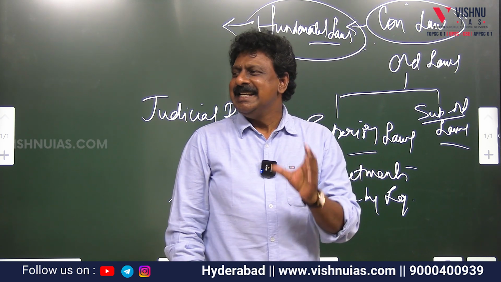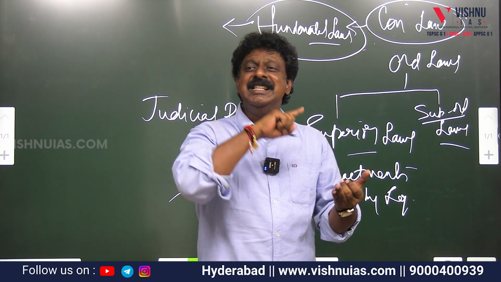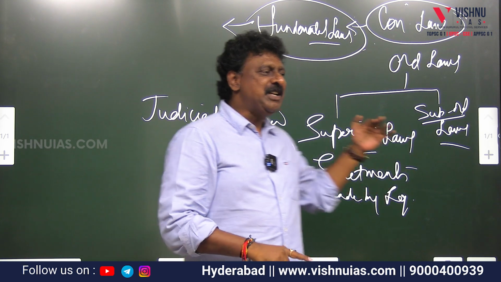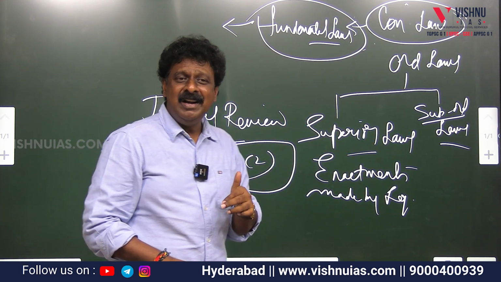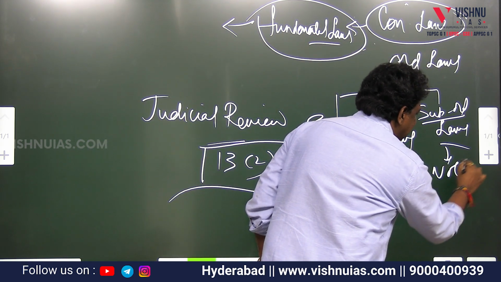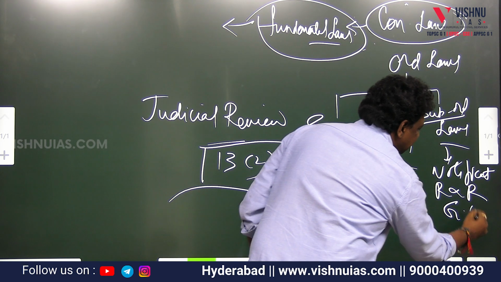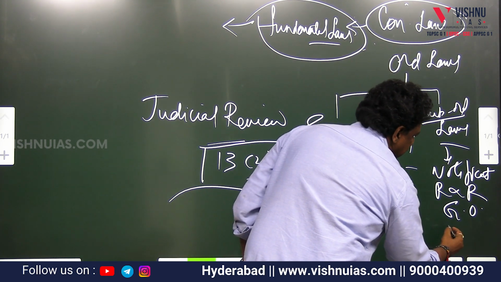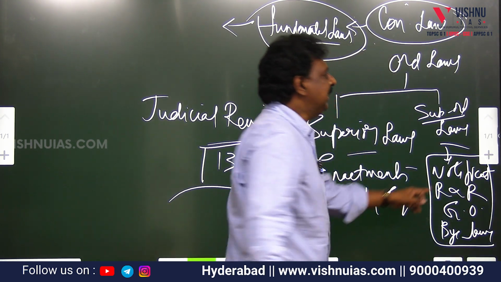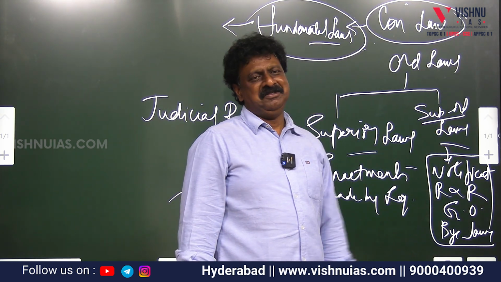So executive will formulate a series of bylaws, rules and regulations, GOs, government orders and notifications for implementation of these laws. These are called subordinate laws. Okay, the notifications issued by the government, the rules and regulations, the GOs and the bylaws. Together they are called as subordinate laws and they are formulated by the executive.